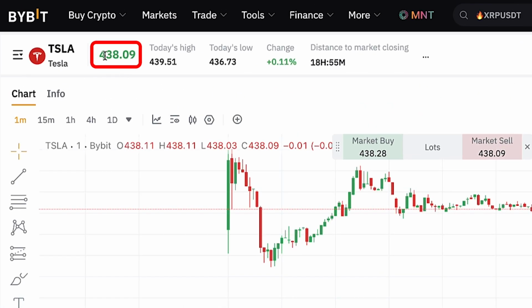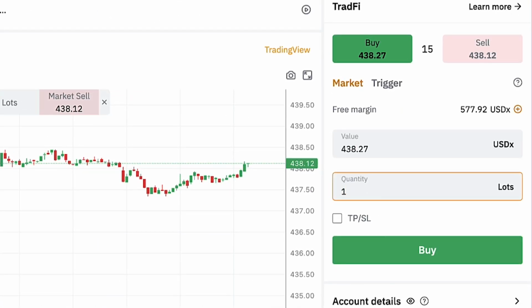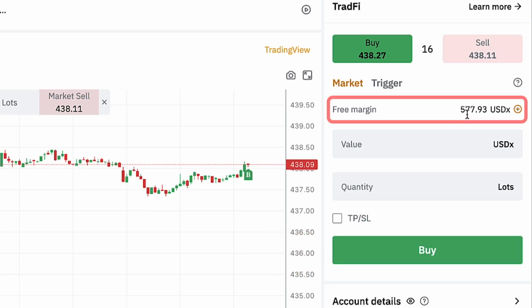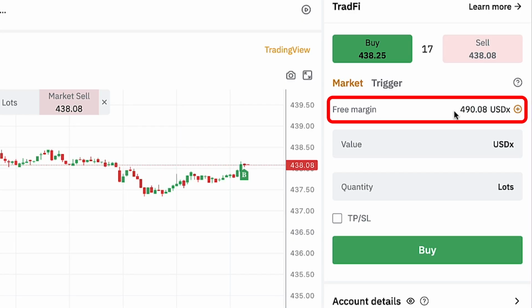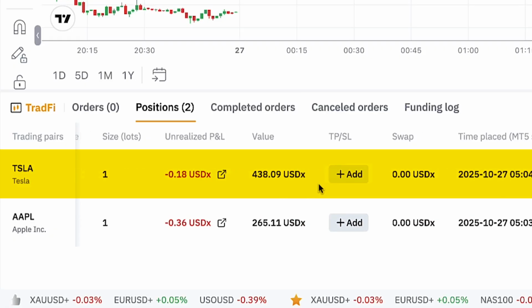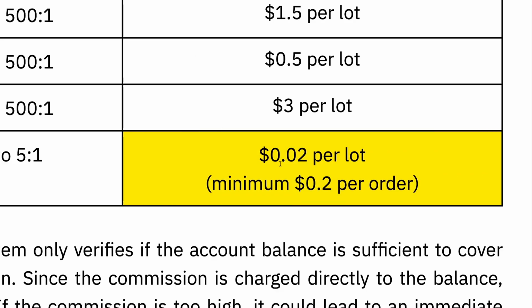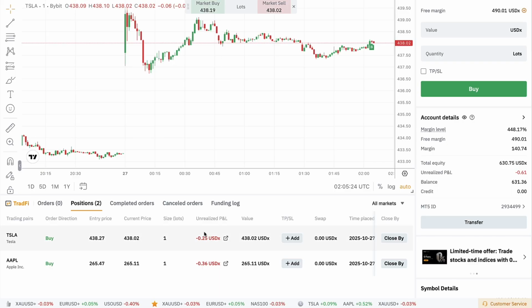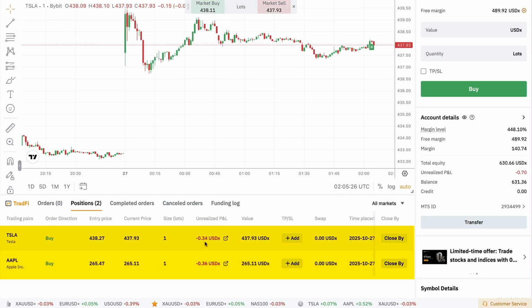Let's take another example here. Tesla, the asset price is a little bit below $500. So if I want to buy 1 lot, I estimate it will cost me something less than $100. If I click here buy, you can see from 577 to 490. So the difference went into this trade. You can see it right here on the bottom. Since I opened only 1 lot, you notice that I paid the minimum of 20 cents per order. So for opening these 2 trades, I paid roughly 40 cents in fees in total.